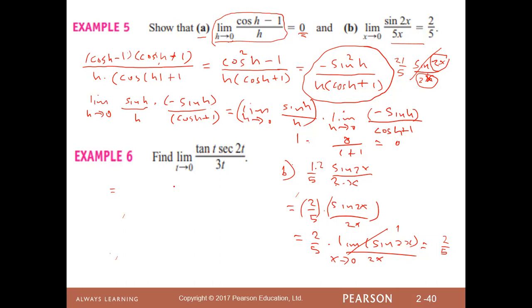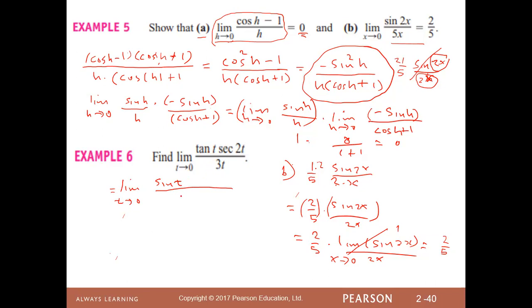So here we have to divide it. So we will change the problem as: limit as t goes to 0 of sine t divided by what? tan t is equal to sine over cosine, sine t divided by cosine t, right?